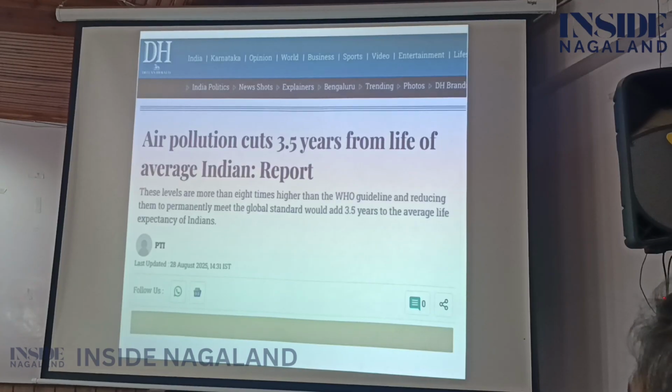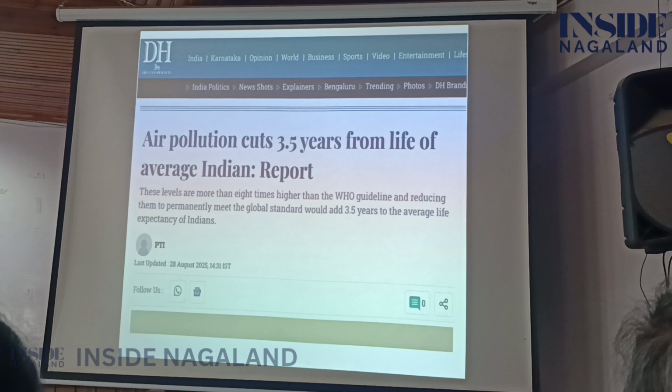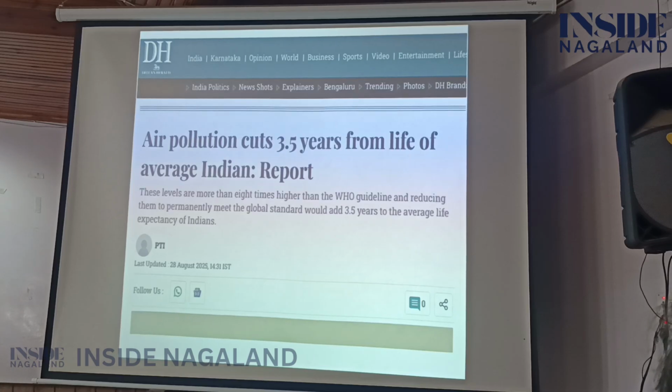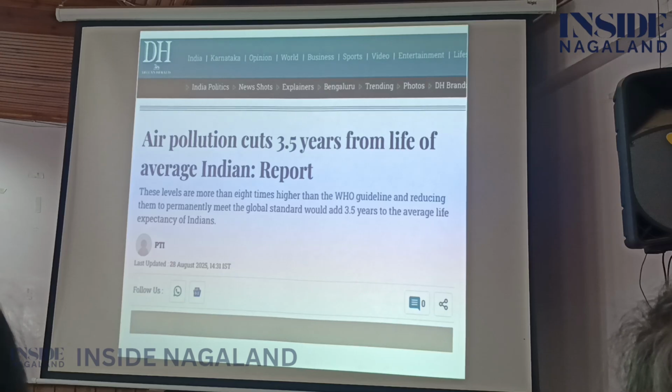And when we talk about air pollution related matters, where do you think the most polluted city in the world is located? Any idea, anyone? In the year 2024-25, the most polluted city in the world. Anyone, any idea? I can hear someone saying Delhi. Okay. Any guesses? It's not very far from here.